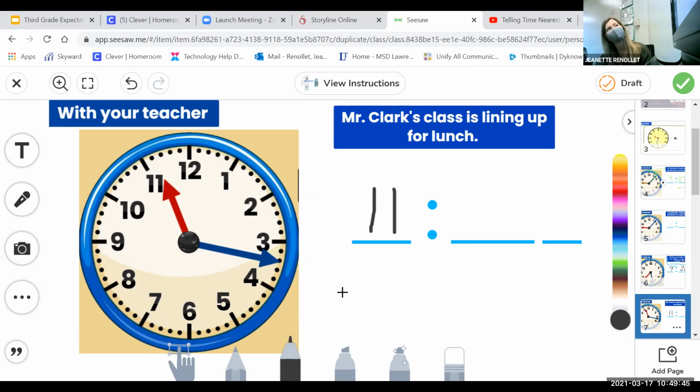Because it's not past the, it's on the 11. It passed the 11. It's not to the 12 yet. Awesome. Kaylee, are you raising your hand? Okay, Kaylee, do you have minutes?